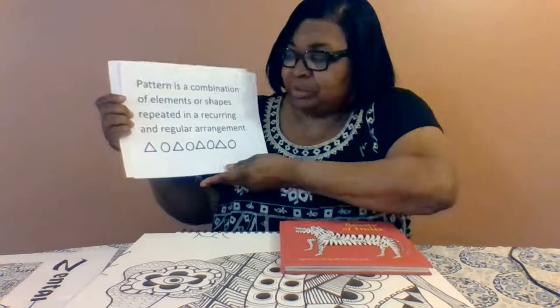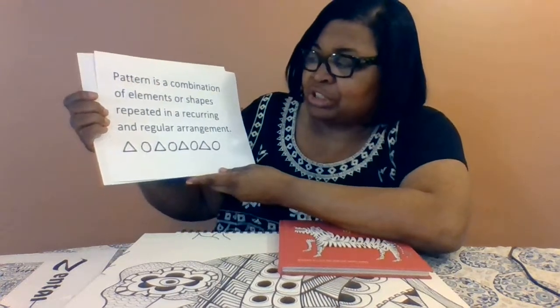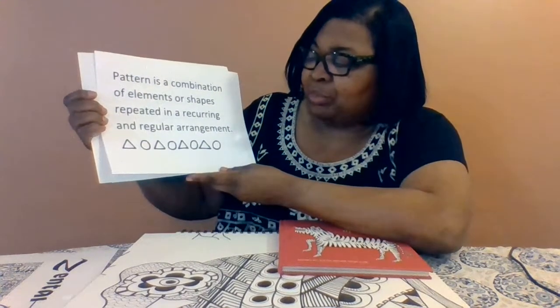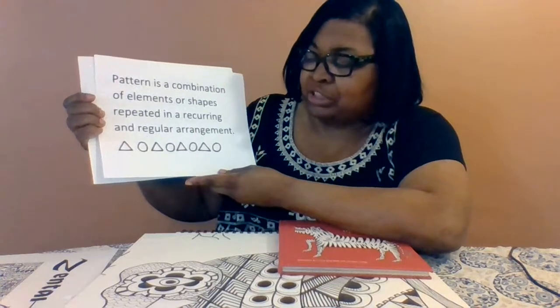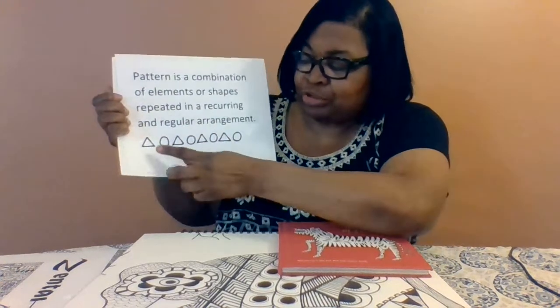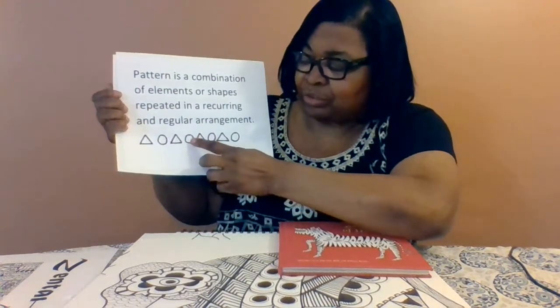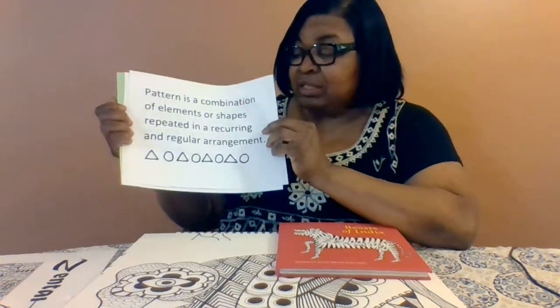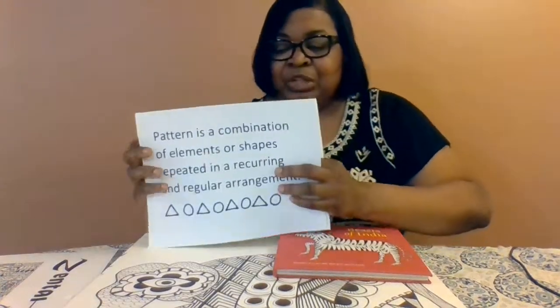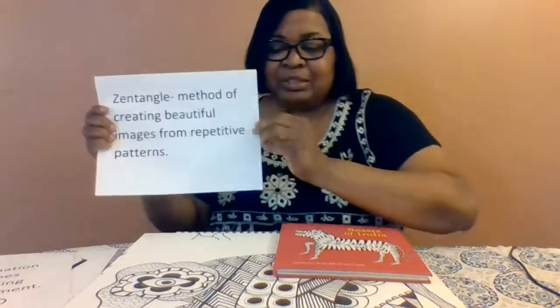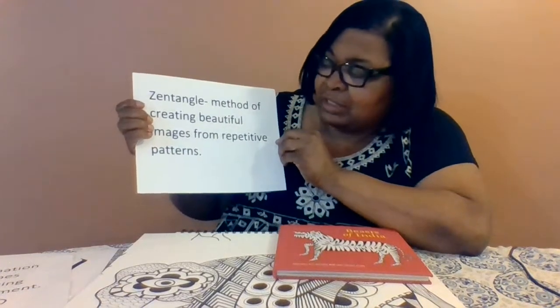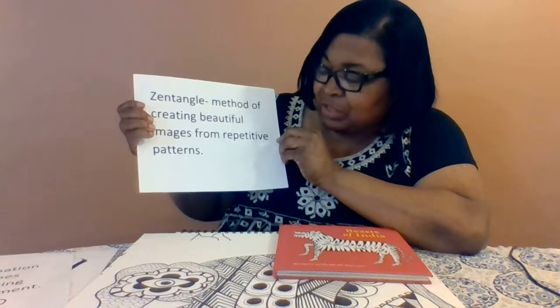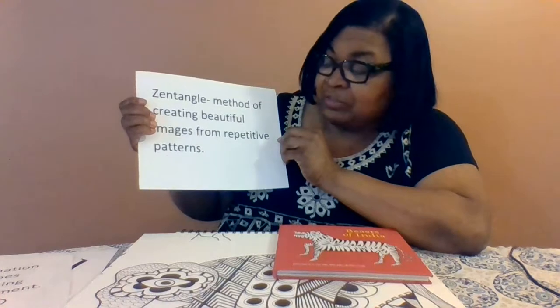Lines create patterns. A pattern is a combination of shapes repeated in a recurring and regular arrangement. For example, triangle, circle, triangle, circle, triangle, circle. Something that repeats itself is actually a pattern. Now, when we're talking about patterns, we're talking about a Zentangle. A Zentangle is a method of creating beautiful images from repetitive patterns.